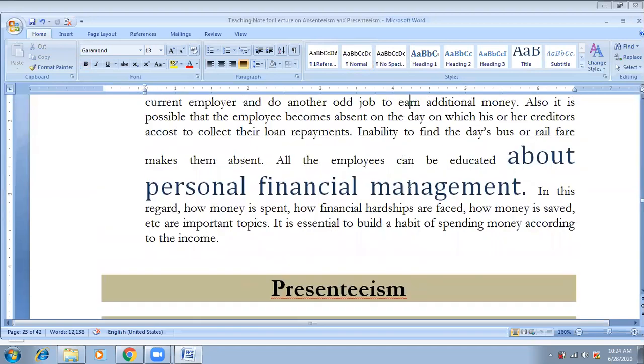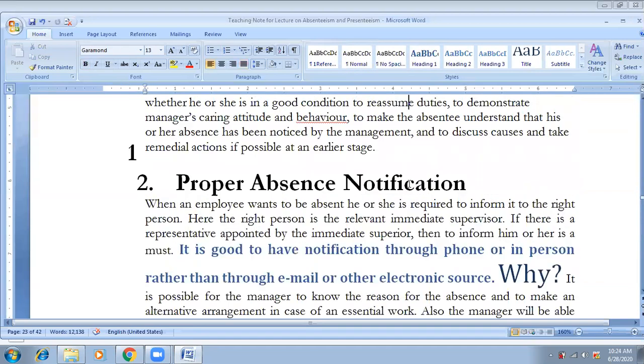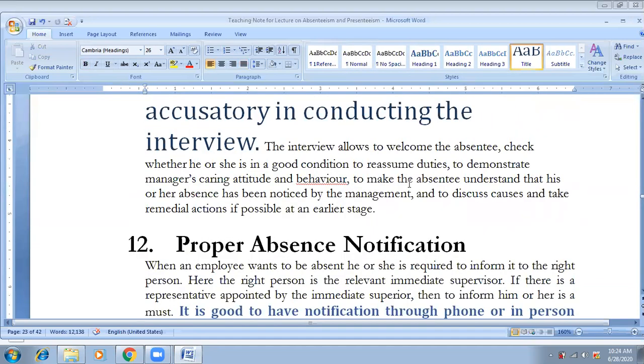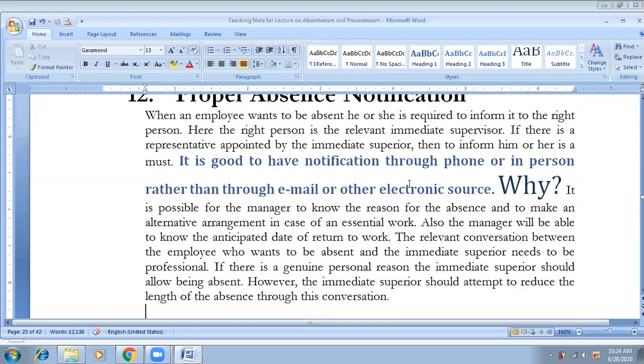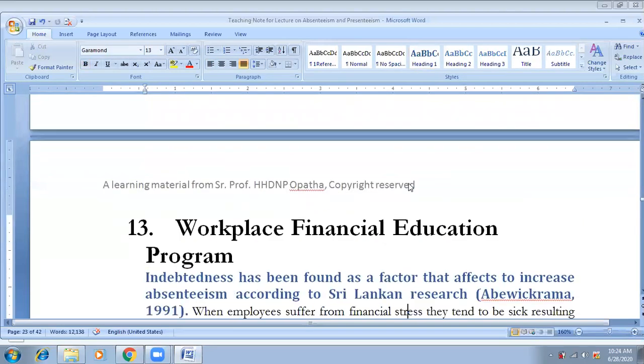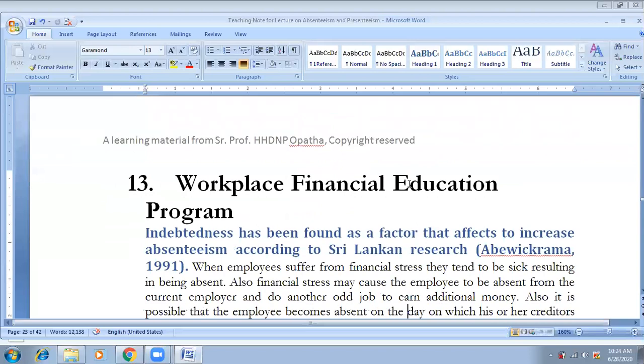Okay. I think, shall we take a break now? We will take a 5 minutes break. Sampath, are you all right? We will take a break. Yes, sir. Okay. Let us take a break, yes.